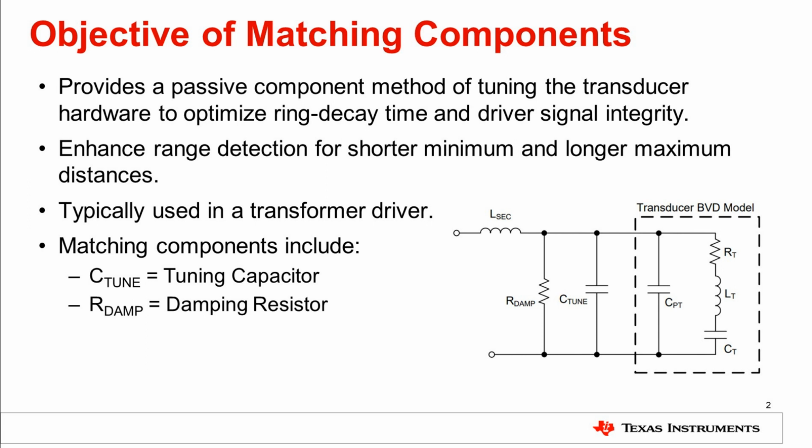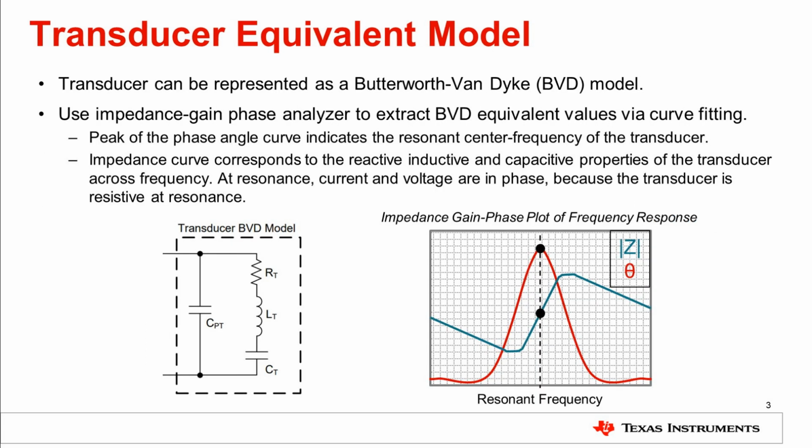To understand how these components affect the transducer, consider that the transducer is mostly capacitive and can be modeled as a Butterworth-Van Dyke or BVD model. When plotting the impedance gain phase curves of a transducer across frequency, the BVD equivalent values can be extracted using curve fitting or by numerical computing environments such as MATLAB.